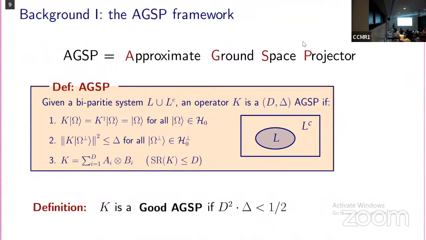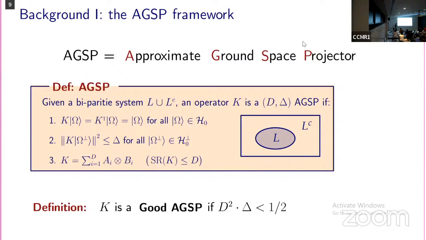AGSP stands for Approximate Ground Space Projector. And this is an operator that approximates, as its name hints, the projector into the ground space. So it is an operator K that essentially takes any state inside the ground space and preserves it, just like the projector into it. But instead of killing everything that is perpendicular to the ground space, it just shrinks them, okay? So it shrinks them by some factor delta. That's why it's not an exact projector, it's just an approximate projector.